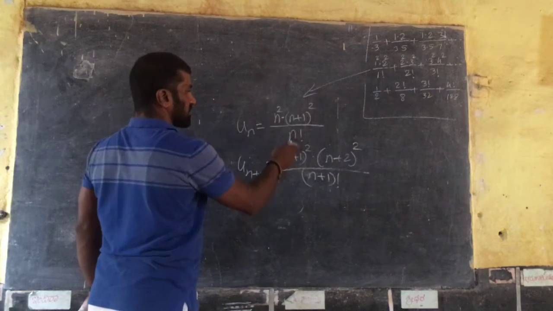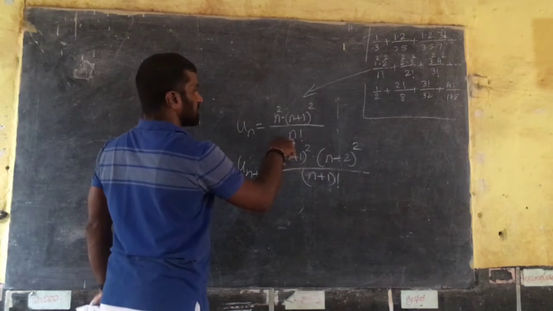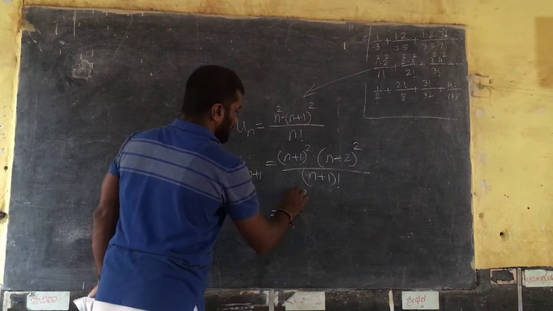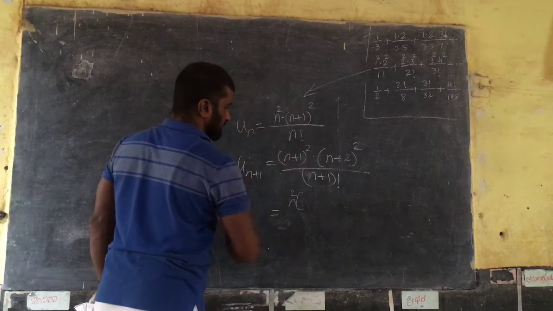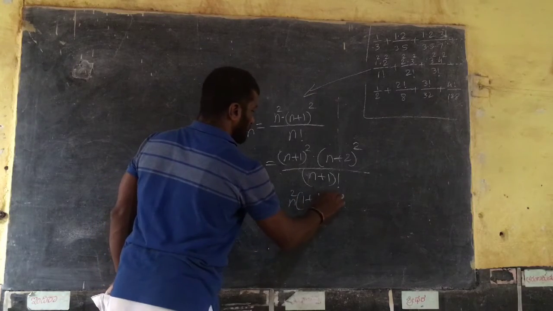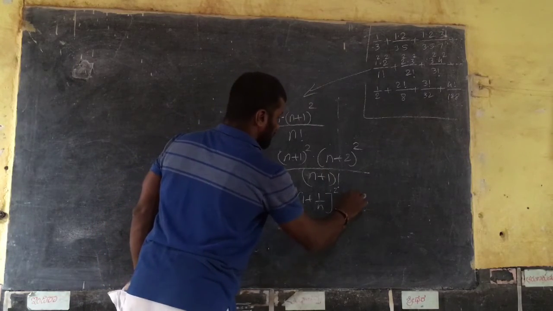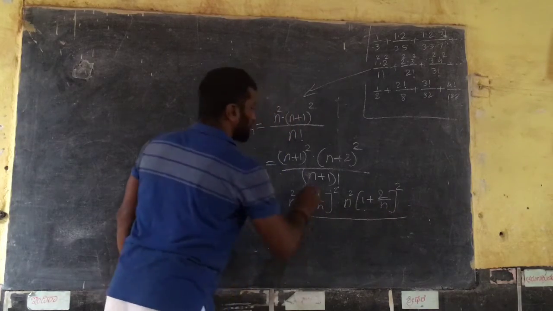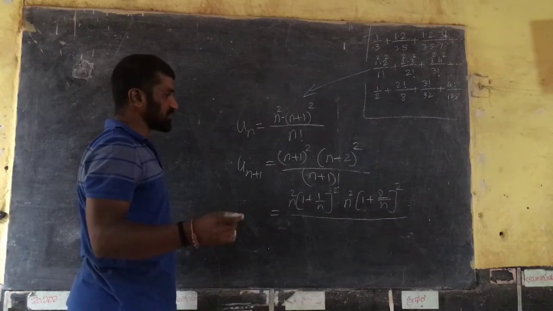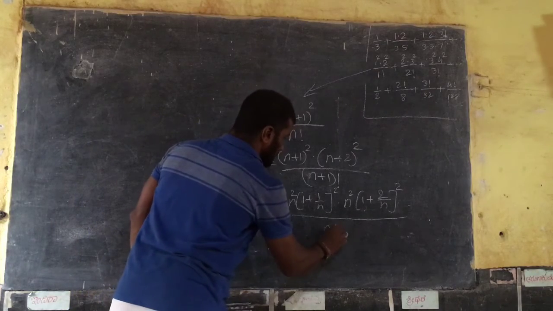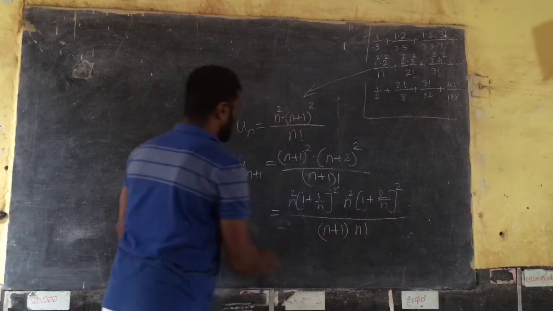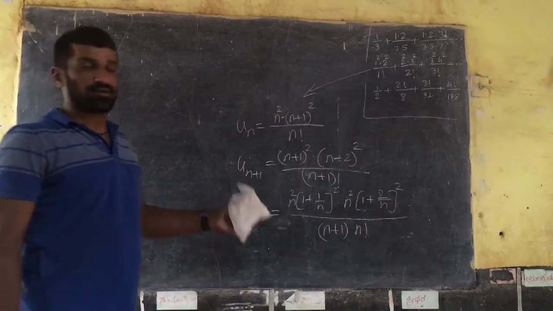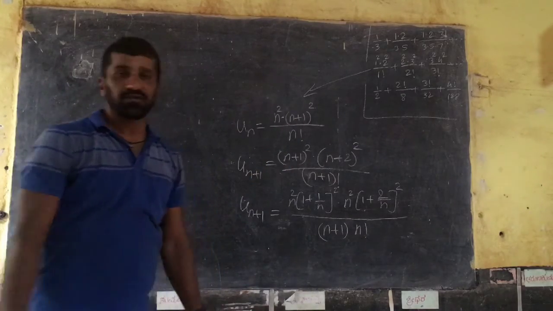So reduce the factorial up to n factorial, it cancels, and simplifying, that equals n square 1 plus 1 by n whole square, and taking n common here, n square 1 plus 2 by n whole square. Now apply n factorial. n factorial means n into n minus 1, n minus 2, so on. So it is n plus 1 into n factorial. So this is u_n plus 1. Divide this by this and simplify, and you can see what comes. Further examples, solve yourself. Thank you.